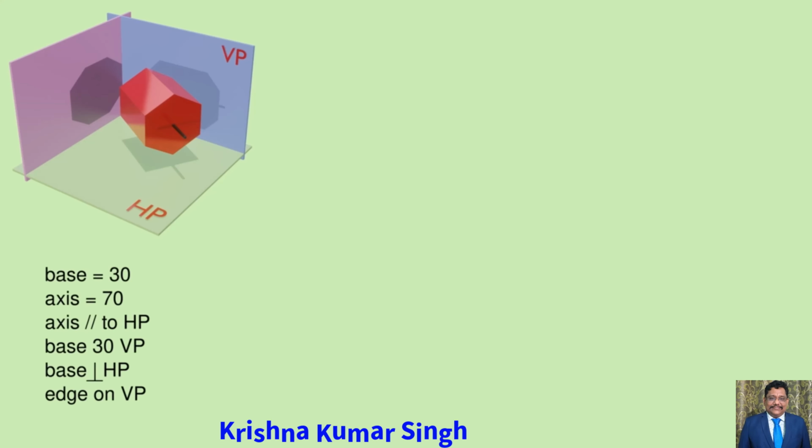Length of base side is equal to 30 mm. Length of axis is equal to 70 mm. Axis is parallel to HP. Base surface is inclined at 30 degrees to VP and perpendicular to HP. Edge is resting on VP. Okay, let's go to the initial step first.